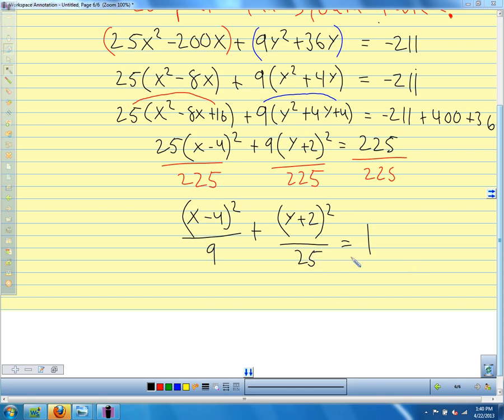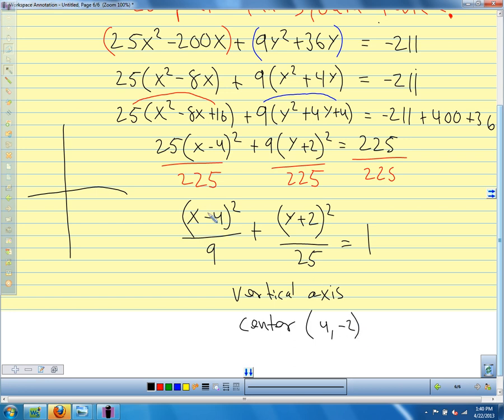So is this going to have a major axis, vertical or horizontal? Where's the biggest number? Vertical, because the biggest number is under the y part. So we have a vertical axis. So we know our graph is going to go up and down. Where's our center? Not at 0, 0. The x part tells us the x coordinate, so it'd be 4, negative 2. This tells us the x coordinate, we change the sign. This tells us the y coordinate, we change the sign. So our center is going to be at 4, negative 2.